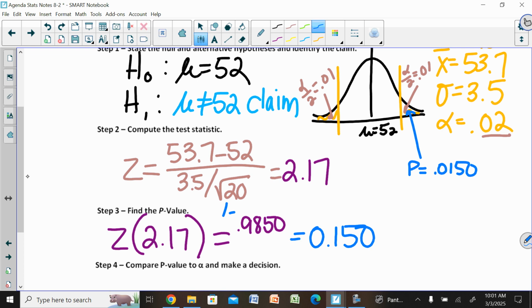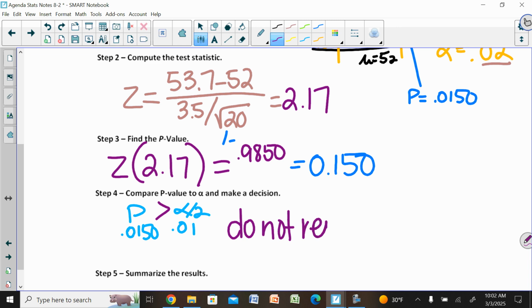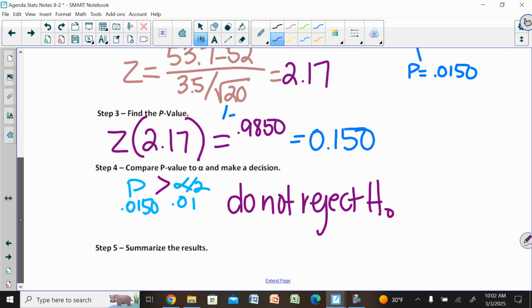So when I go to make my decision, I'm thinking about a 0.0150 compared to a 0.01. That's going to be a little bit bigger, right? So if I'm comparing my p to my alpha over 2, 0.01 compared to 0.0150, this p-value is greater than my alpha. It overflows into the non-reject. So this is a do not reject. Don't forget to say what you're not rejecting, your null hypothesis.